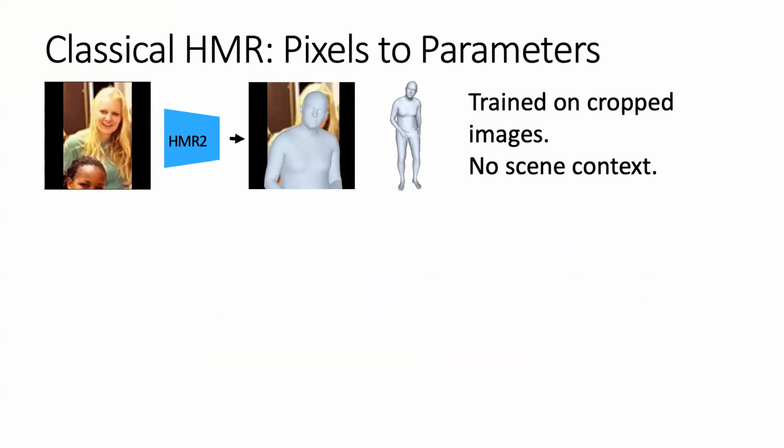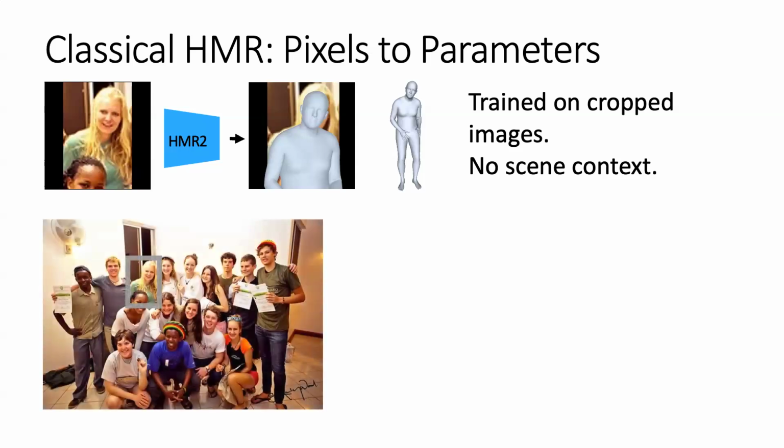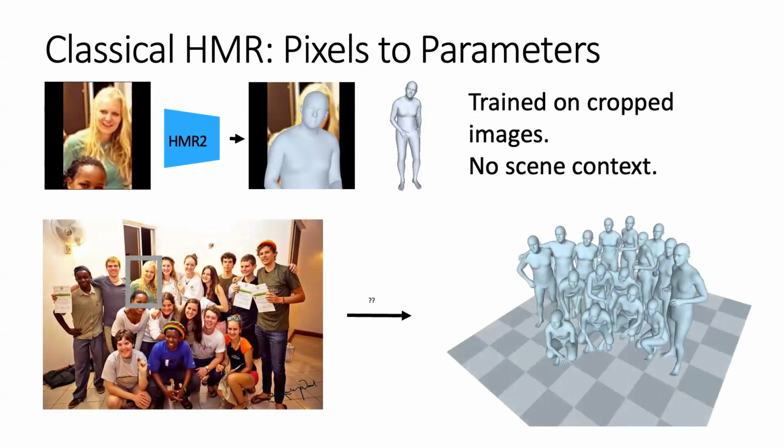This classic model I've been talking about takes a cropped image and regresses some parameters of the body. It doesn't see the whole scene. It doesn't see the context. It can't reason about how people are interacting with each other in the world. So what we really want to be able to do is take a scene like this, where there's rich information about what's going on, and estimate everybody in the world coordinate system.